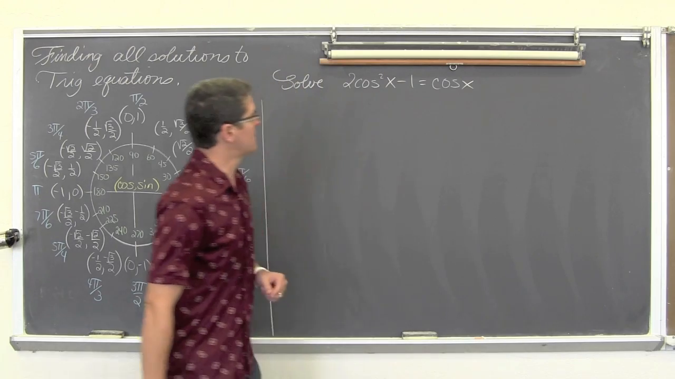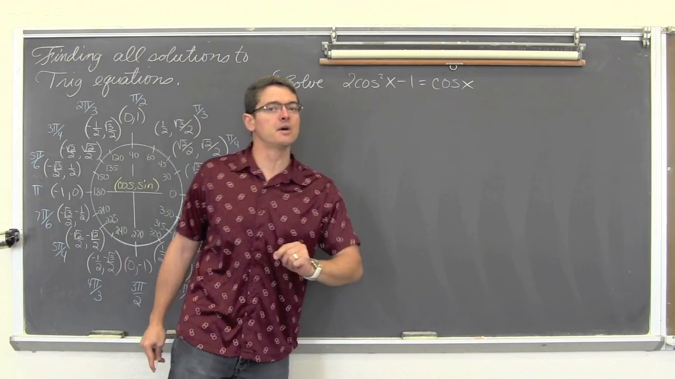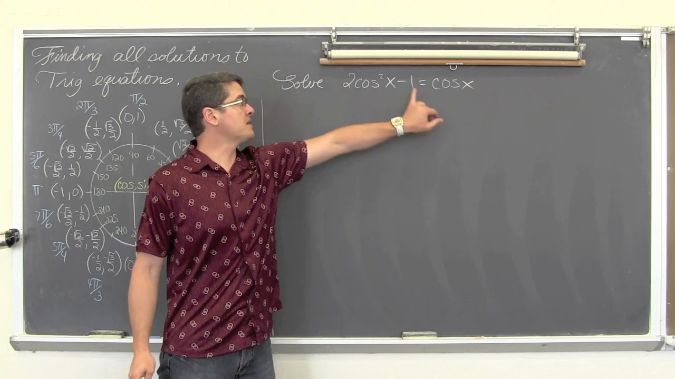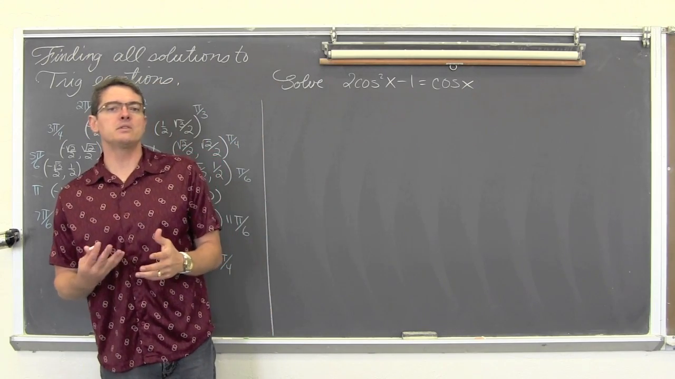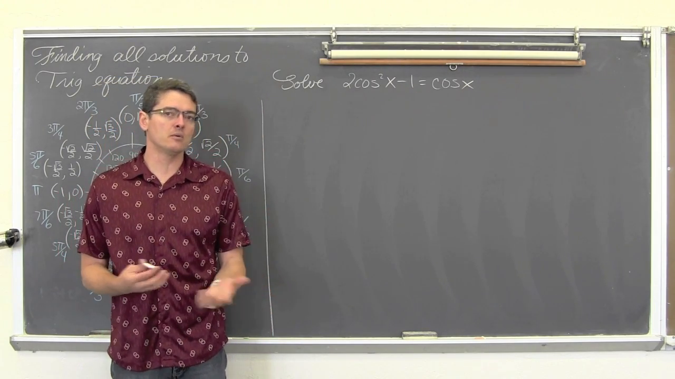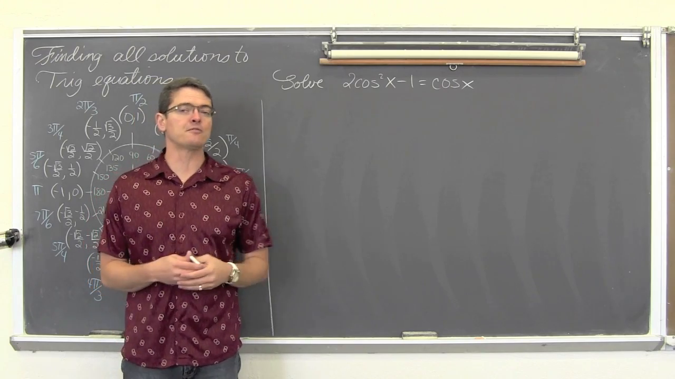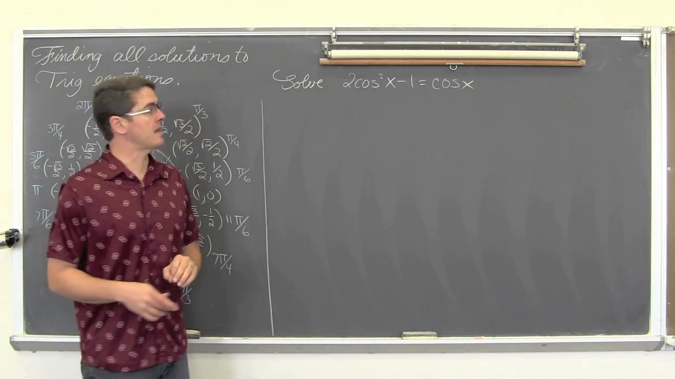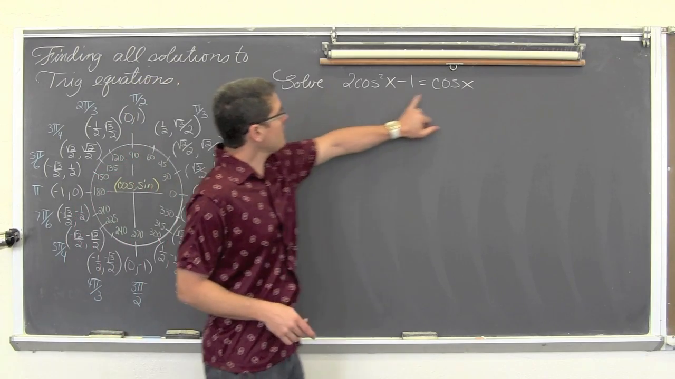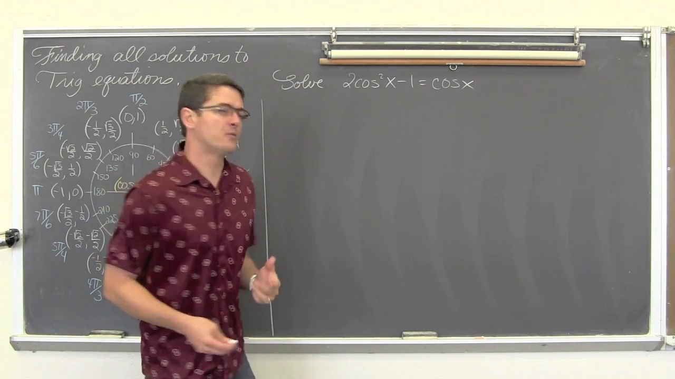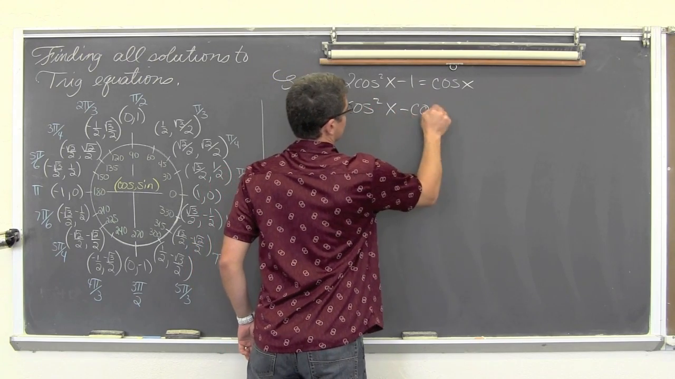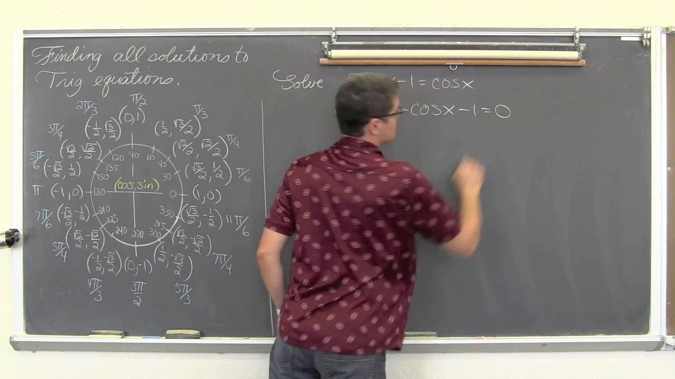So we have 2 cosine squared x minus 1 equals cosine of x. Now I have a squared term and a single degree term, plus I have a constant. So we're going to need to get this equation set equal to 0 and hopefully be able to factor it. Otherwise we're going to have to use the quadratic formula, which will be actually our 3rd example. This one will factor. So I'm going to move my cosine of x to the left with subtraction and get 2 cosine squared x minus cosine x minus 1 equals 0.